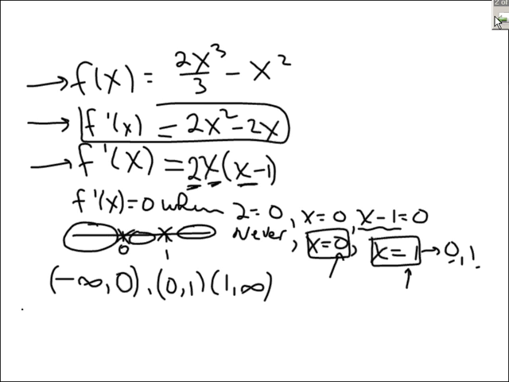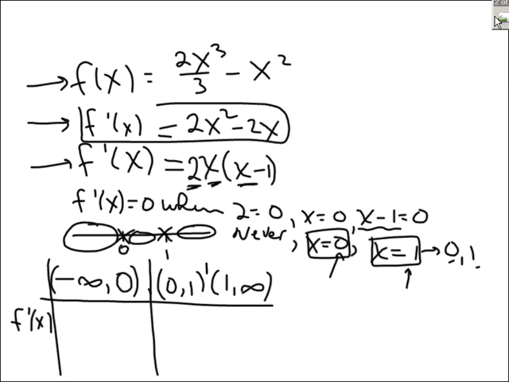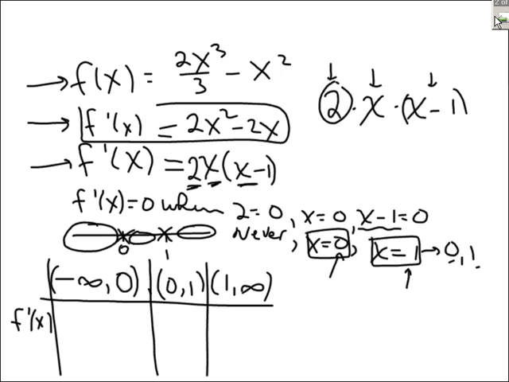And we want to look at the sign of f prime of x in each of these intervals. We want to know if it's positive or negative. Well, the fact is, the derivative is the product of 2, x, and x minus 1. So if you knew the signs of these three factors, you would know the overall sign. Well, let's see. 2 is always positive. No matter what interval we're in, 2 is always positive.